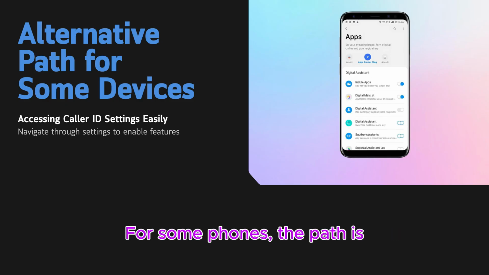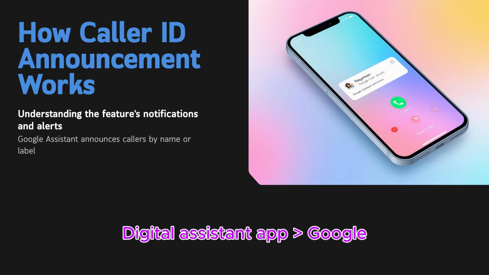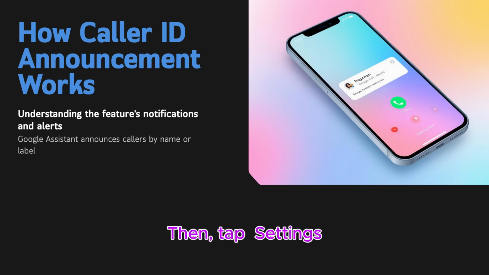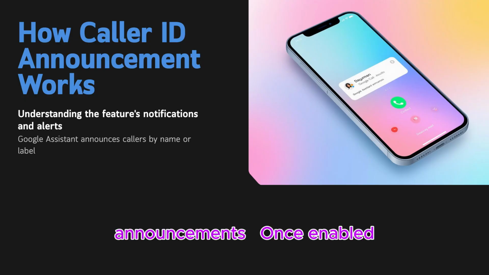For some phones, the path is Settings, Apps, Default Apps, Digital Assistant app, Google. Then tap Settings next to Google and look for Caller ID Announcements.